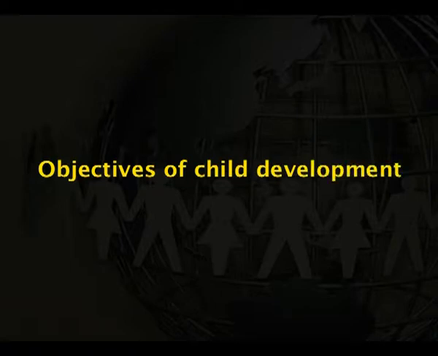The earlier concept of child development started with the birth of the child. Today, the scope of child development encompasses the entire span of time beginning from conception, extending to the period of adolescence and beyond. This is the history of child development, how it started during the early periods. Now, let us see what are the objectives of child development.